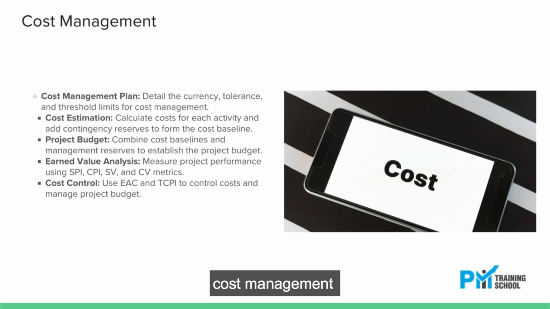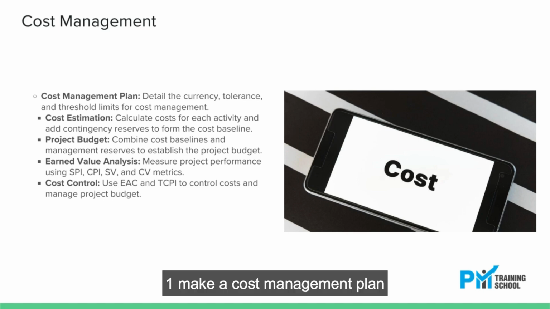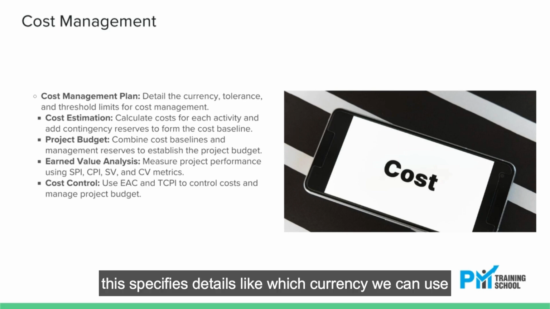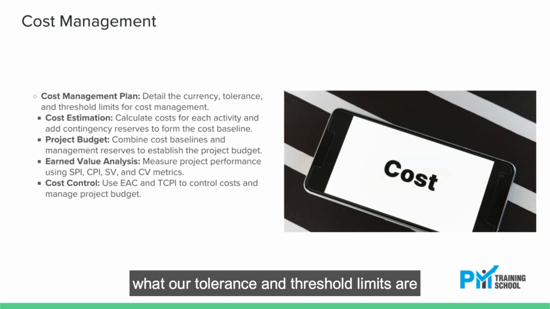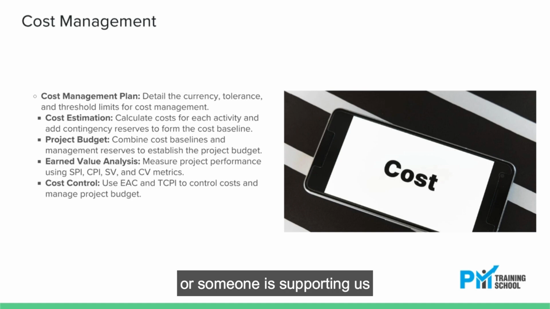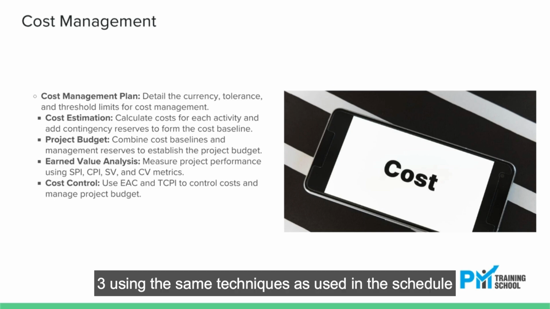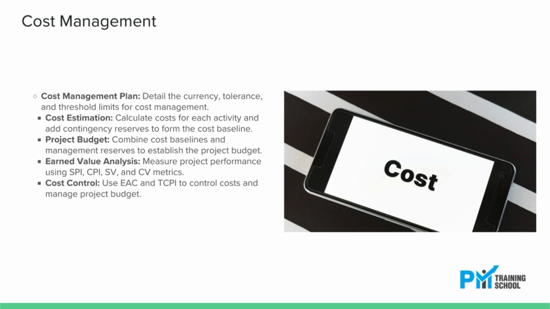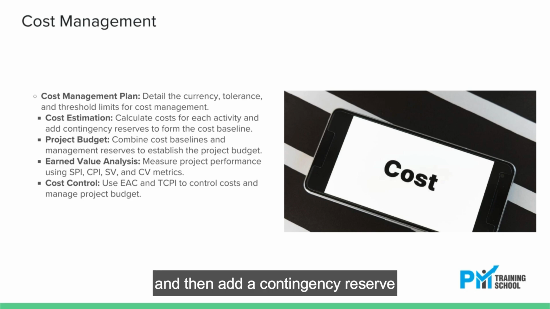Cost management. 1. Make a cost management plan. This specifies details like which currency we can use, what our tolerance and threshold limits are, plus rough estimates and definite estimates, and whether we are doing self-financing or someone is supporting us. 2. Make funding limit reconciliation. 3. Using the same techniques as used in the schedule, calculate the cost of each activity and then add a contingency reserve, cost set aside for identified risks. This becomes the cost baseline. Cost baseline equals cost of activities plus contingency reserves.